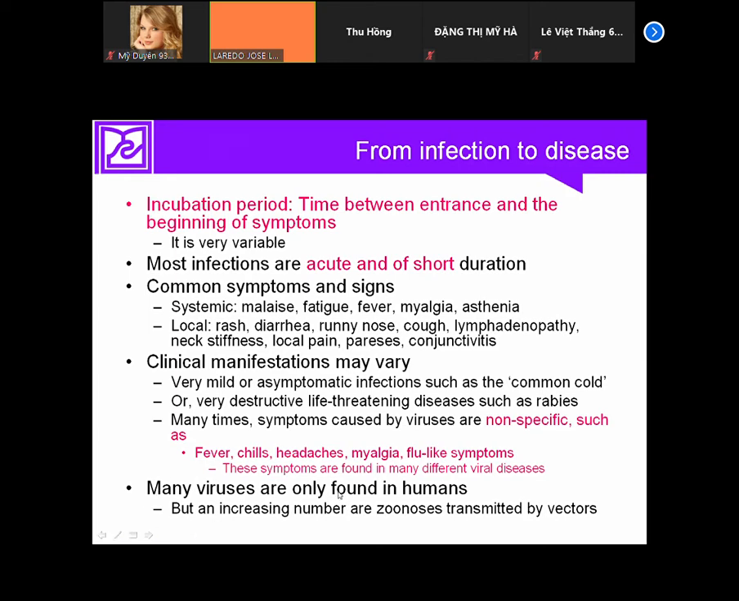Many viruses are only found in humans. However, currently, many viruses from animals, so zoonosis, are infecting humans. For example, the new coronavirus. The new coronavirus is a zoonotic virus from animals that has infected humans.